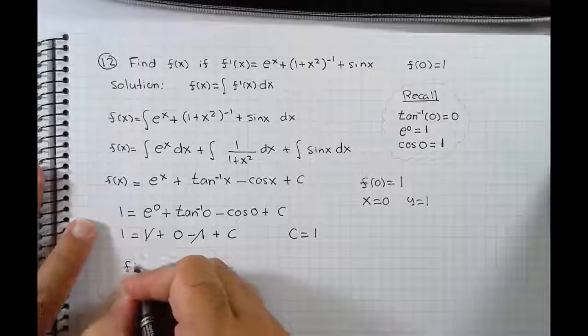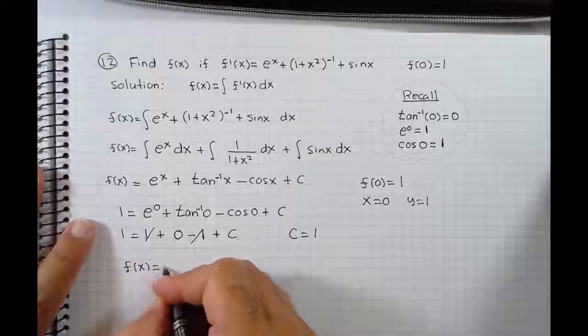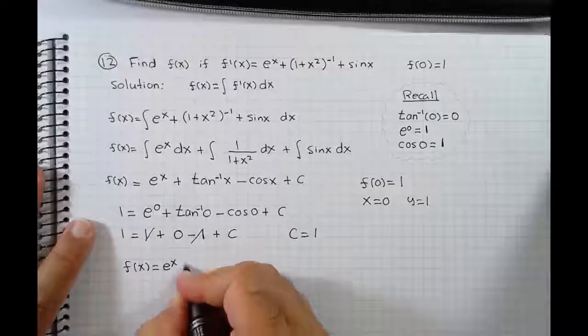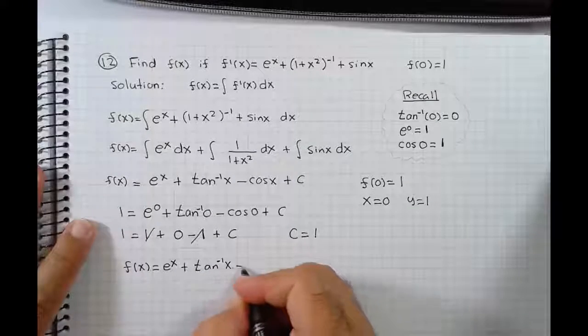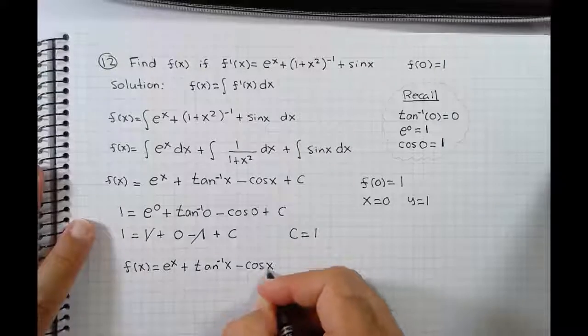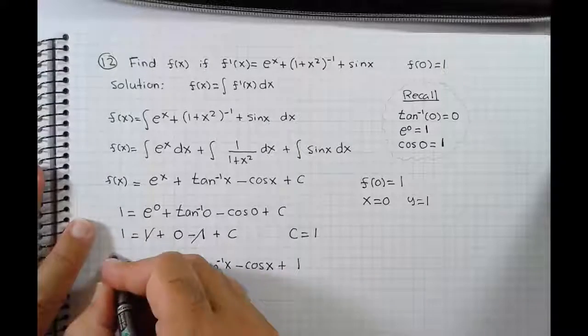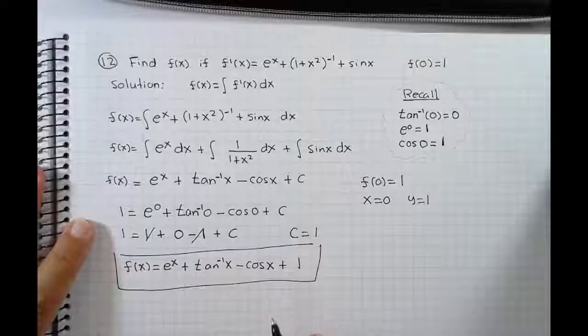Let's rewrite this function. f of x is equal to e to the x plus tan inverse x minus cos x plus 1. Okay, thanks.